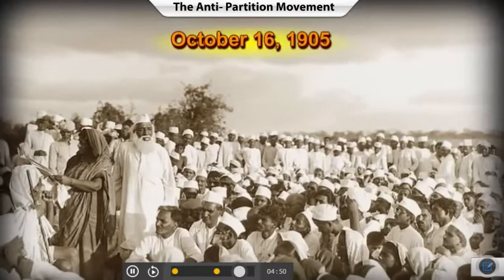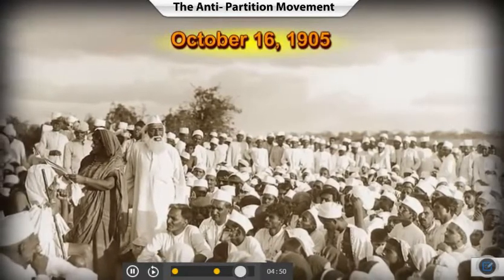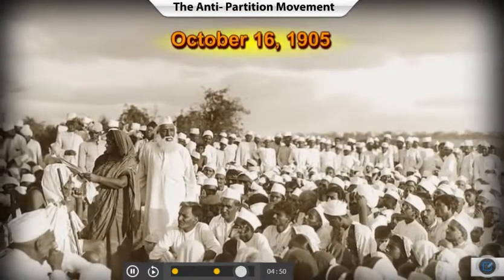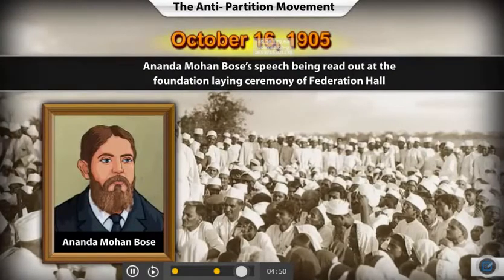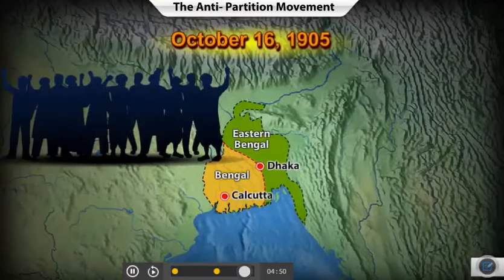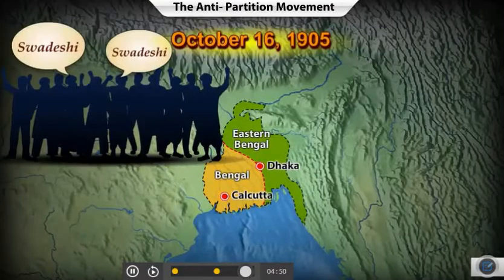That same afternoon, there was a large demonstration where the last speech of nationalist leader Anand Mohan Bose was read out at the time of laying the foundation of the Federation Hall that was to symbolize the unity of Bengal. Thereafter, people of both Bengals joined in and promised to follow Swadeshi.